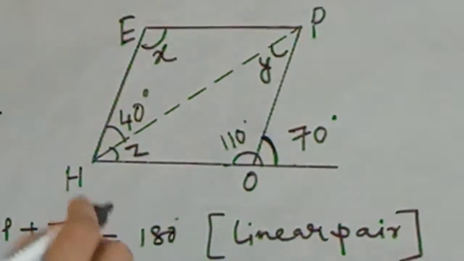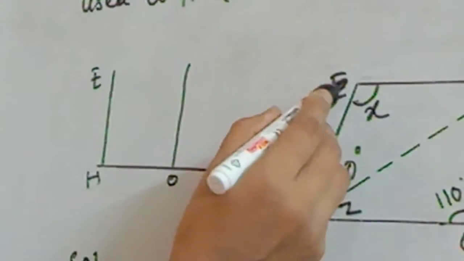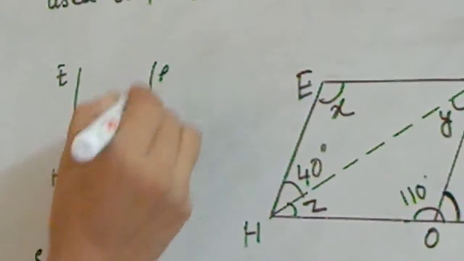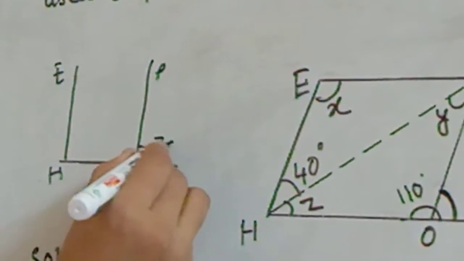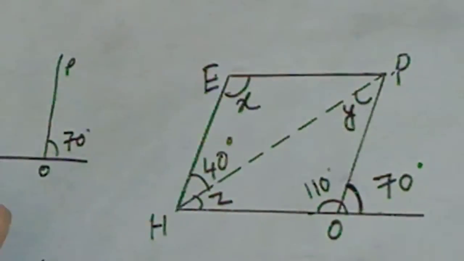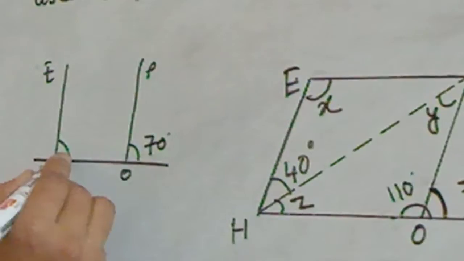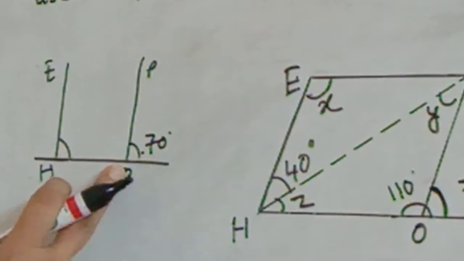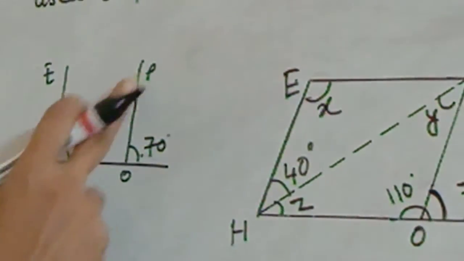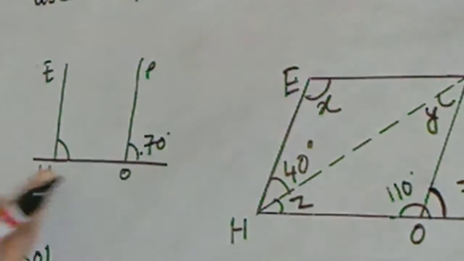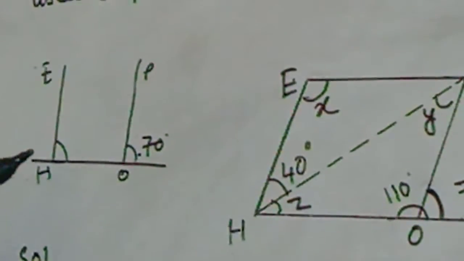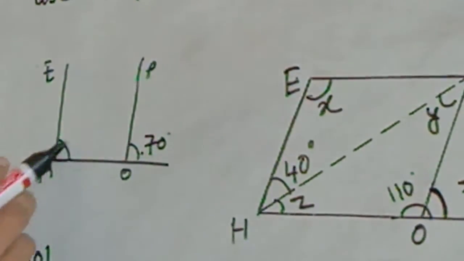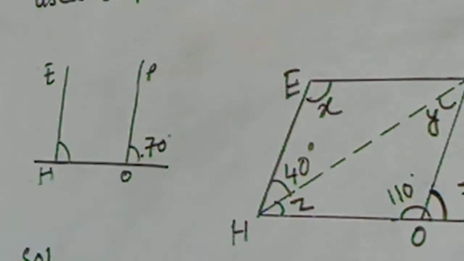Now students, see this angle. This line is EH. See, I have drawn EH here, and PO. And this angle is 70 degrees, it is given. Can I give the name of these two angles as corresponding angles? Because these two lines are parallel, opposite sides of the parallelogram. These two lines are parallel and HO is the transversal. So angle 70 and angle EHO are both corresponding angles and they are equal.